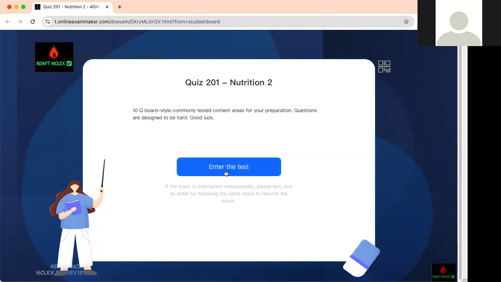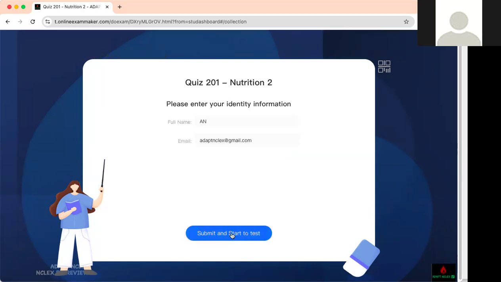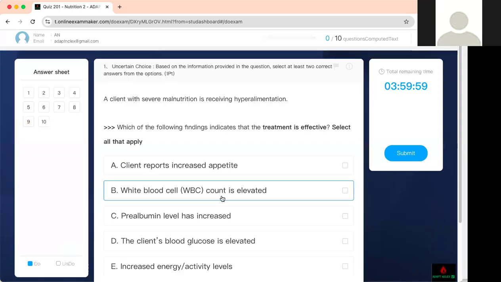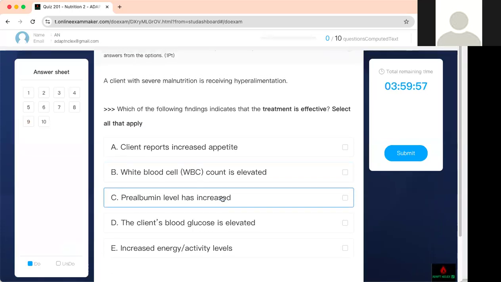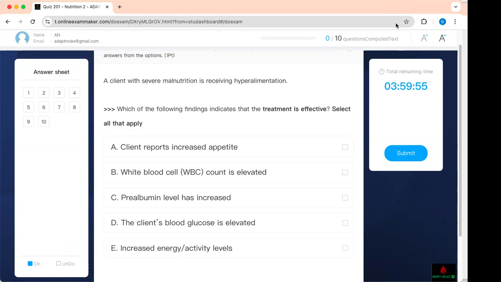These are key facts you have to know when it comes to NCLEX regarding nutrition. The specific things I want to highlight. The first one is this question. As usual, always go for the content from the back. Which of the following findings indicate that the treatment is effective? Select all that apply.